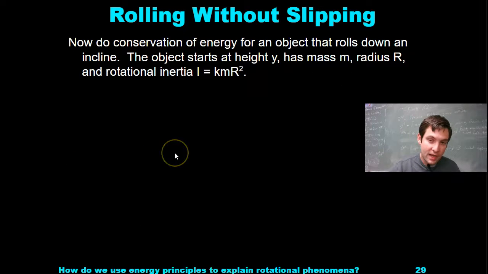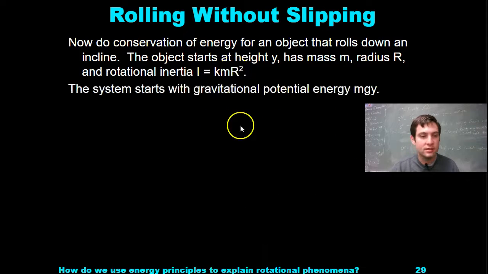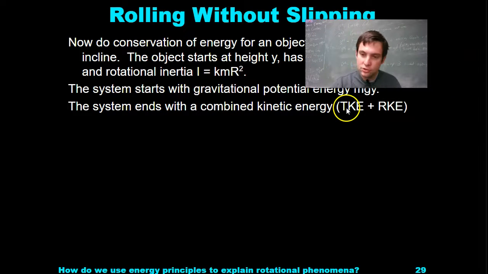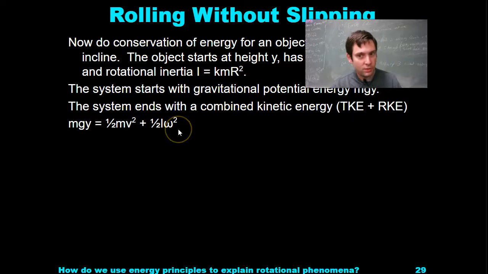Now, to do conservation of energy for an object that rolls down the incline, the object starts at height y, has mass m, radius r, and rotational inertia I equals some constant k times mass times the square of the radius, or the distance from the axis of rotation, more precisely. The system starts with gravitational potential energy, mgy, and ends with a combined kinetic energy, translational kinetic energy and rotational kinetic energy. So, that's what we have. Remember, total mechanical energy: all of the energies in the beginning have to equal all of your energies in the end. No big deal here, right?